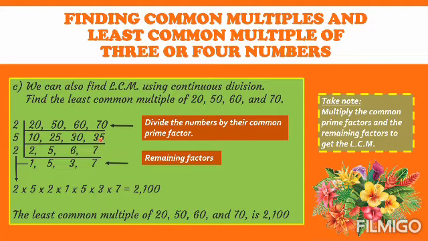And then, think of another common prime number of the 4 numbers. Okay? So now, 10 divided by 5, it's 2. 25 divided by 5, it's 5. 30 divided by 5, it's 6. And 35 divided by 5, it's 7.